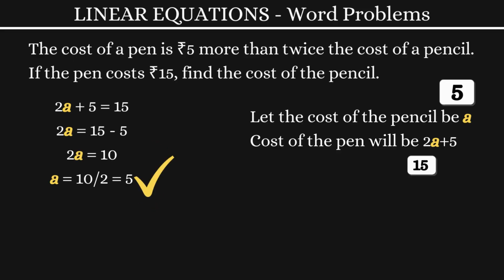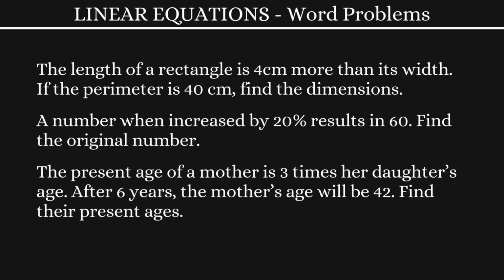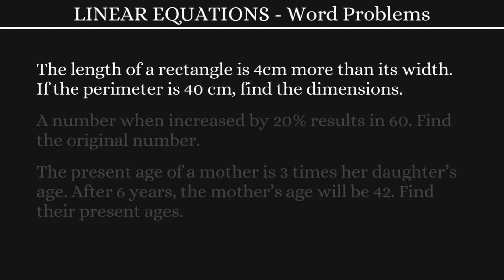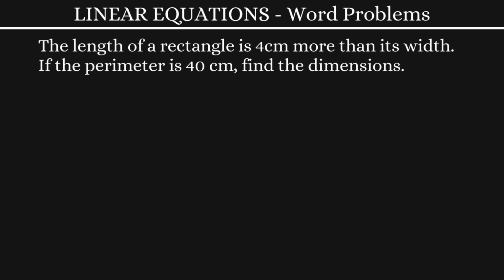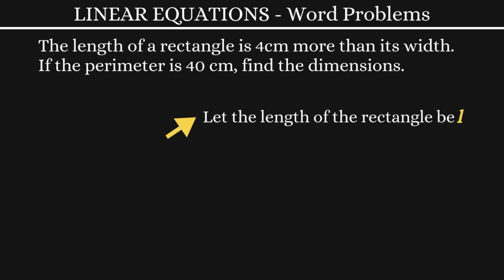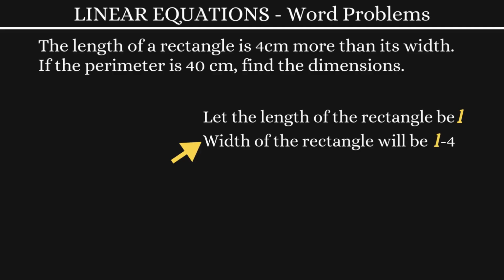With that, we'll move on to slightly more difficult questions. The length of a rectangle is 4 centimeters more than its width. If the perimeter is 40 centimeters, find the dimensions. Let the length of the rectangle be L. We know that the length is 4 centimeters more than the width. So the width of the rectangle will be L minus 4.